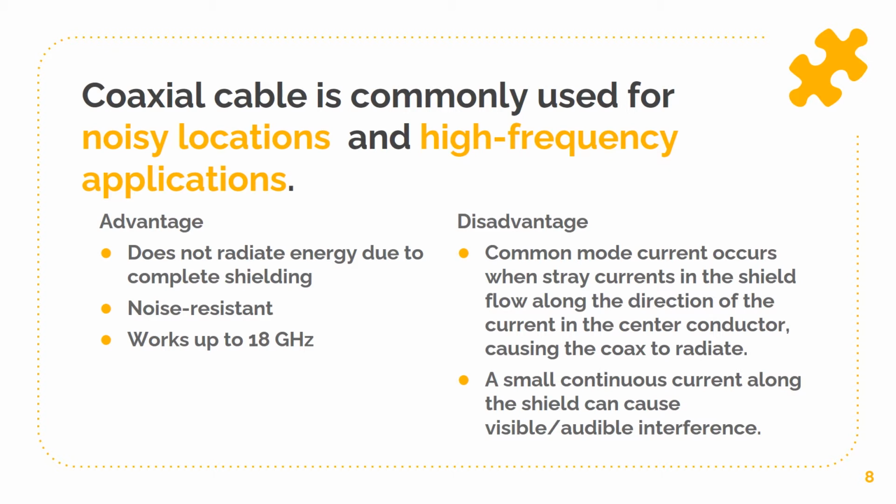It does not radiate energy due to the complete shielding. As we have shown in the previous slides, the coaxial line or cable is completely or thoroughly surrounded by a dielectric, and it is further surrounded by a braiding of conductor, which means it is completely sealed, and with that, energy cannot be radiated outwards.